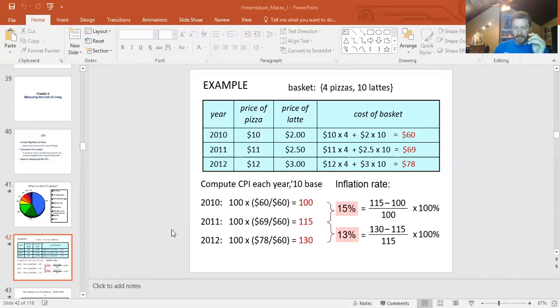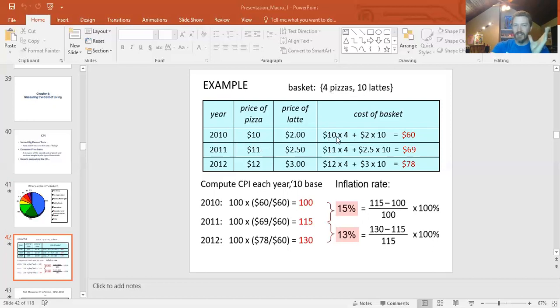So we form the basket, and then we just track the prices of those goods every month. The CPI is a monthly statistic. Here in this figure, you can see how the pizzas go from 10 to 11 to 12, and the lattes go from 2 to 2.50 to 3. Then we compute the cost of the basket. The basket has 4 pizzas and 10 lattes. So right here, we're looking at the price of pizza times 4 pizzas, and then we sum that with the price of lattes, 2 times 10 lattes. The cost of the basket was $60 in the first year. And the basket's not changing here. The basket is staying at 4 pizzas and 10 lattes.